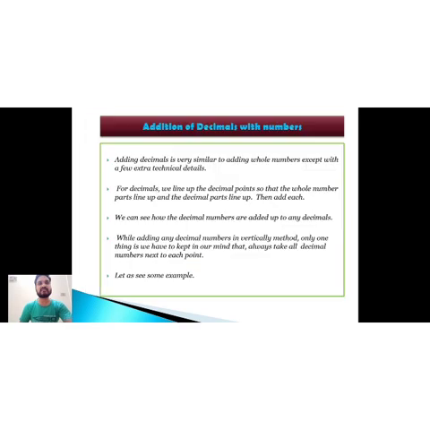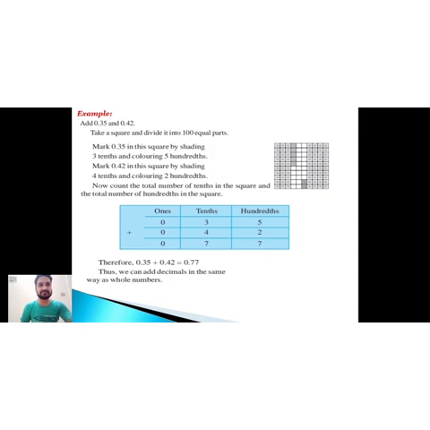Addition of decimals. Addition of decimals is a very simple thing. We just have to first convert all the values into whole numbers, or we have to place the values point to point. We just go with three steps.